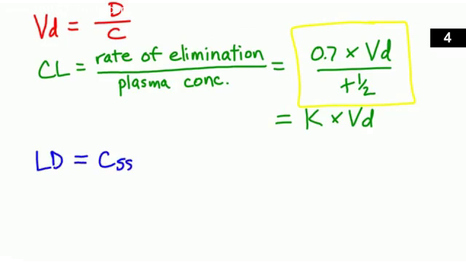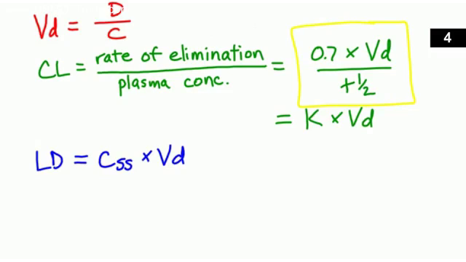The third equation is a loading dose. Loading dose is equal to the concentration at steady state times the volume of distribution. So what's the concentration at steady state? Well, that's your desired concentration, your target concentration. You're giving a drug, and you know you have to get it up to a certain plasma concentration where it's going to have the desired effect.